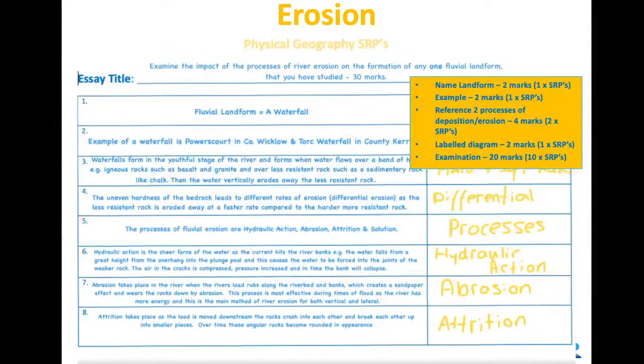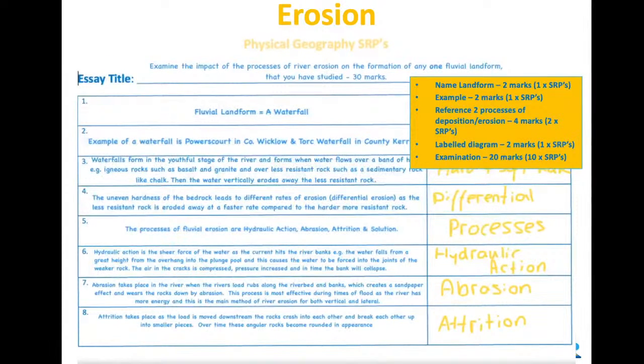Okay, so here are the tips that I was giving you to put in. Name the landform. So straight away name the landform: fluvial landform, or waterfall. Okay, that's it, done. You're getting one SRP, 2 marks. Example. Okay, so now I'll put in 2 examples straight away, because you could get 2 SRPs. Here we could have Powerscourt in Wicklow, Torc Waterfall in Kerry. Potentially you could get 2 there, or it might be 1 depending on the marking scheme, but always put in 2 examples because it's good practice.